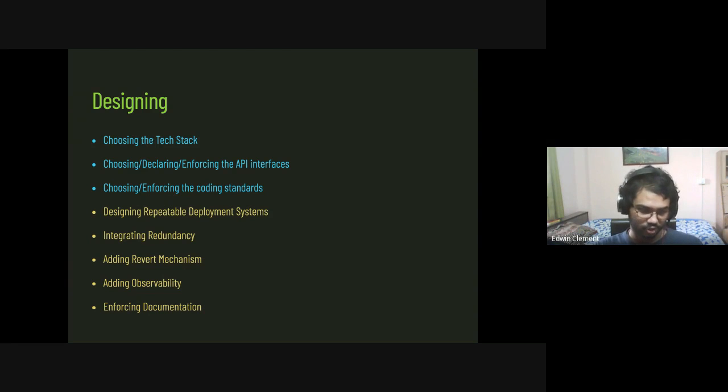Next is enforcing documentation. Now, a lot of us, including me, don't like writing documentation, but documentation doesn't have to be big. Documentation just has to explain what the code is doing, without being so verbose that the developers don't feel like writing it. You can enforce documentation by a technique similar to enforcing the coding standards. You can basically just say all functions need comments on what the function does.